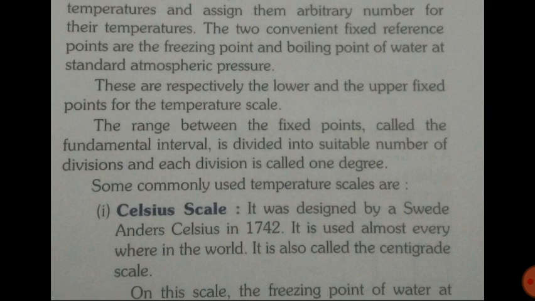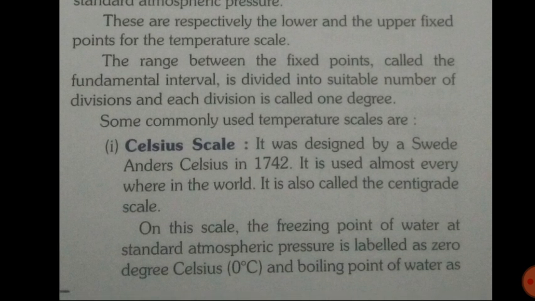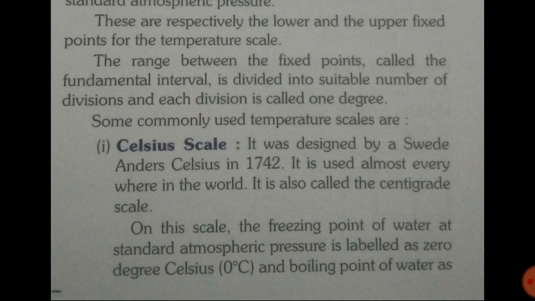The two convenient fixed reference points are the freezing point and boiling point of water at standard atmospheric pressure, ATP. These are called the lower point and upper point. The freezing point is the lower point and the boiling point is the upper point of the temperature scale. Then, according to their range and lower and upper points, temperature scales are of many types.